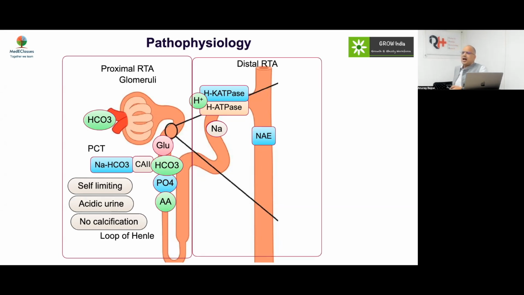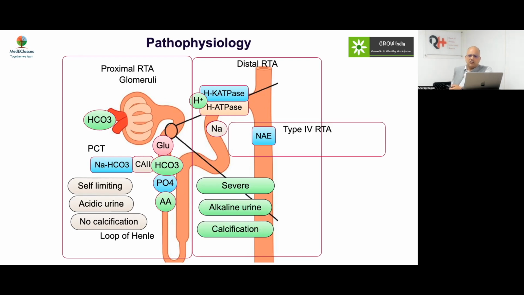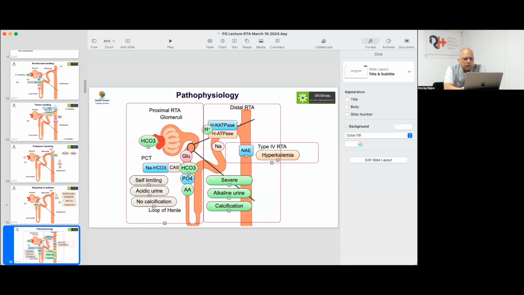Now, as far as distal RTA is concerned, the problem predominantly is in the distal tubule in terms of acidification. This is a more severe disease with alkaline urine and calcifications, which are more common in that regard. Then you can have type 4 RTA, which is not really a renal problem. It's more of an aldosterone problem, in either aldosterone production or action, and that can cause hyperkalemia and metabolic acidosis to a milder extent. So this is the overall pathophysiology.